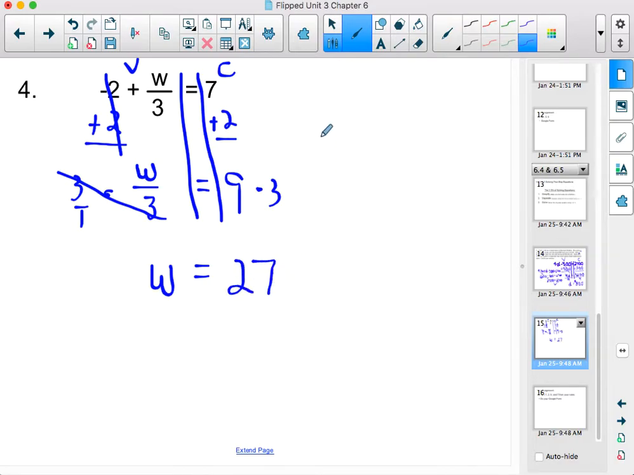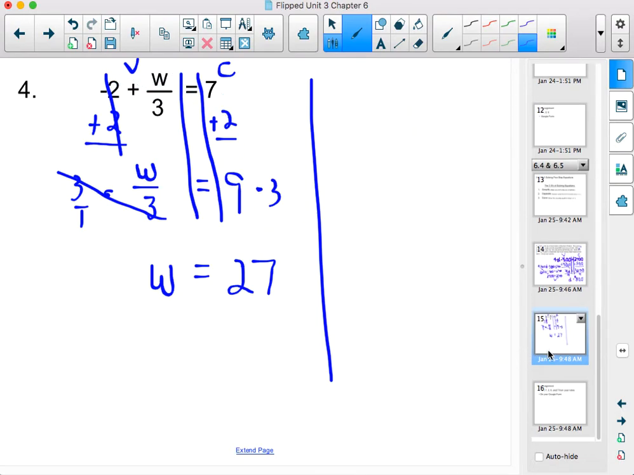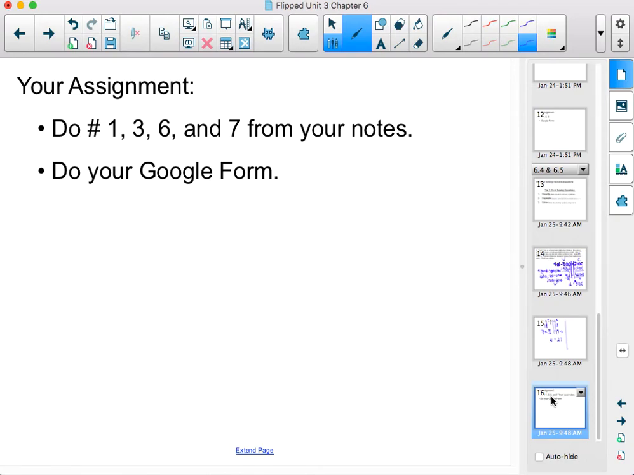I'm not going to show you this check, but I would like you to finish it up yourself. Take the 27, put it in for W. We'll do 27 divided by 3 is 9, and then negative 2 plus 9 is 7. So do that work on your paper, but I'm not going to do that one with you.